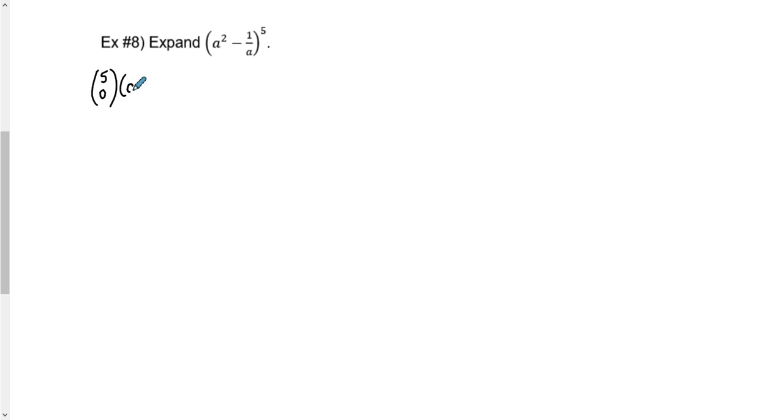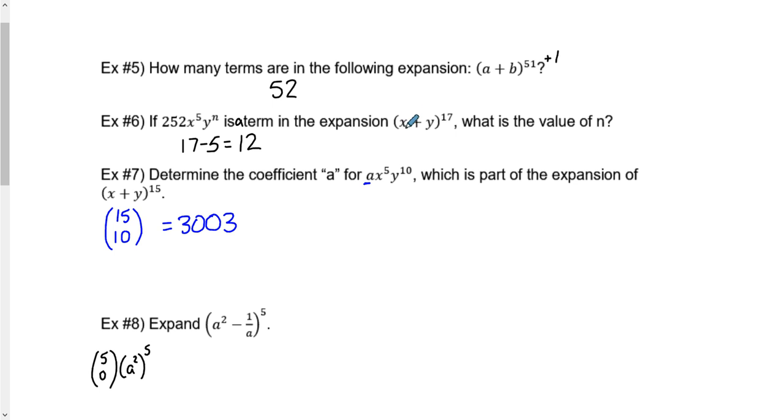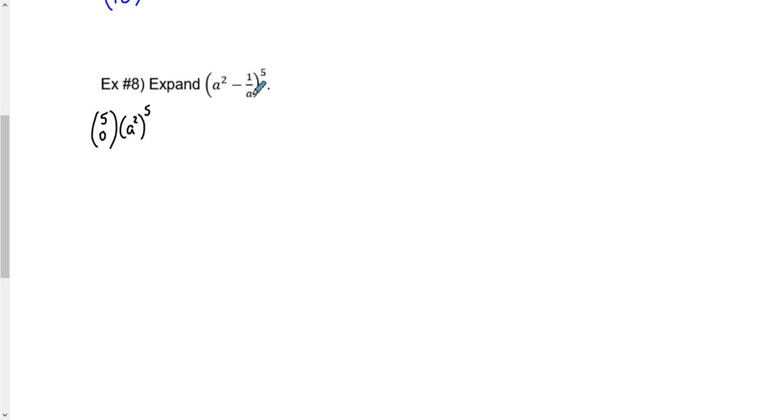5c0, a squared to the power of 5. So this is already going to mess things because we have something that's different than just a single term of degree 1 in each of these. All of our other questions have had a z or a w or an x or a y or an a or a b. Well, now we have an a to the power of 2. And we even have a 1 over a, which, if you remember back to our Foundations 10, is an a to the power of -1, which will come into effect when we simplify.